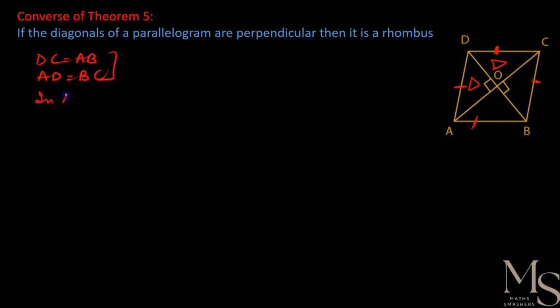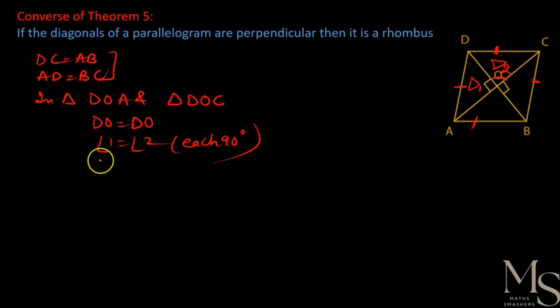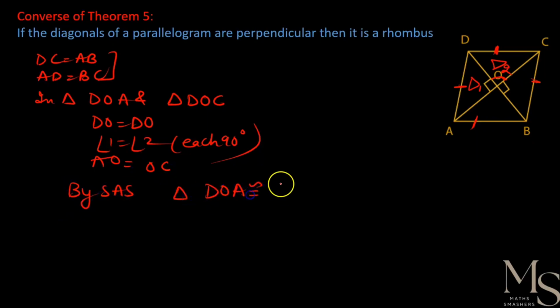So if I take in triangle DOA and triangle DOC, so we know that DO is equals to DO, common, and this angle 1 and this angle 2 are equal. Angle 1 is equals to angle 2, each 90 degrees because ये क्या है? परपेंडिकुलर बाइसेक्टर्स हैं, ठीक है. और जो डायगोनल्स हैं वो बाइसेक्ट भी करते हैं, तो AO is equals to OC. So by side angle side criteria, triangle DOA is congruent to triangle DOC. So by CPCT, what can I say is that AD is equals to DC.